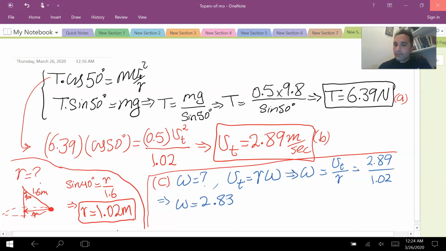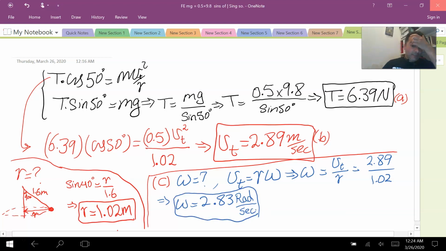2.83 what? What is the unit of omega? Do not forget this. Radians per second. Okay? Keep it in your mind. The unit of omega is radians per second, so 2.83 radians per second.